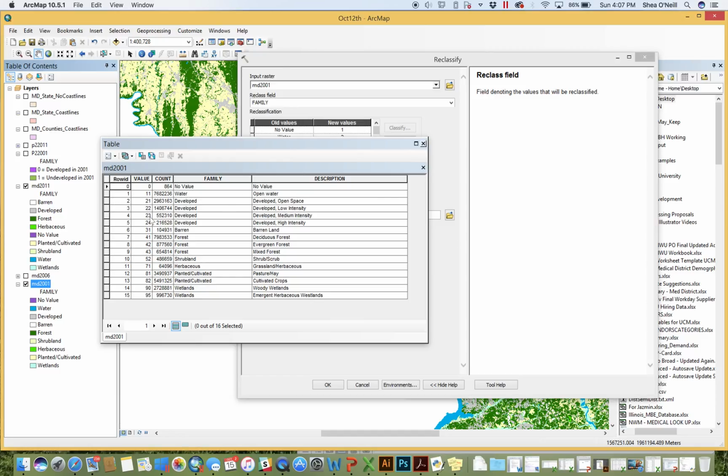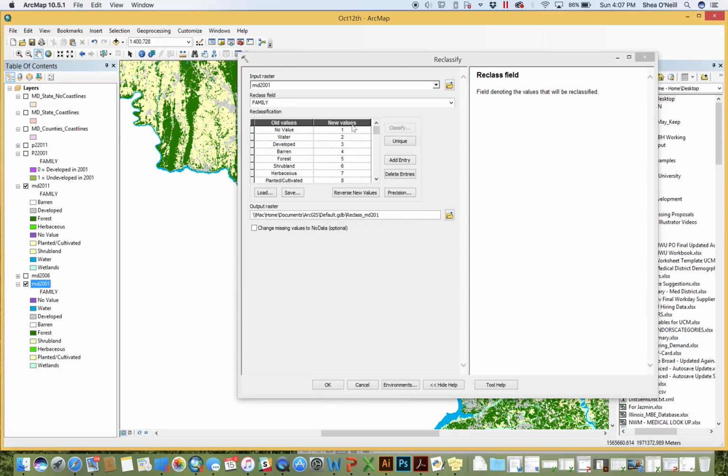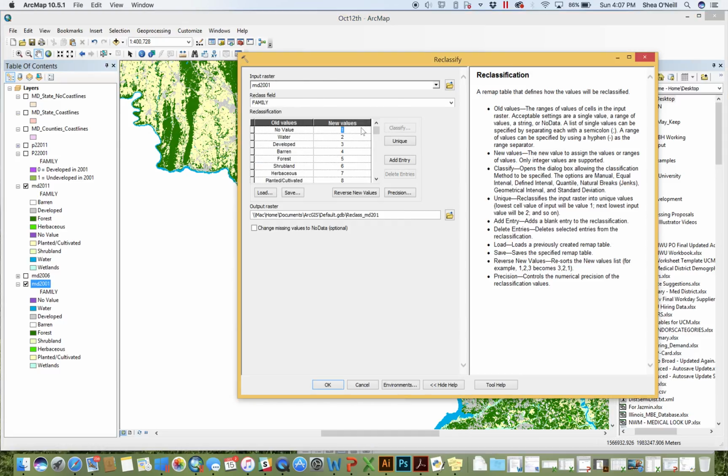21, 22, 23, and 24, all of them mean developed land. That's the family of land types they are. But each value represents something more individual. 21 is open space that's developed. 22 is low intensity development. 23 is medium intensity, and 24 is high intensity. So those are nominal.